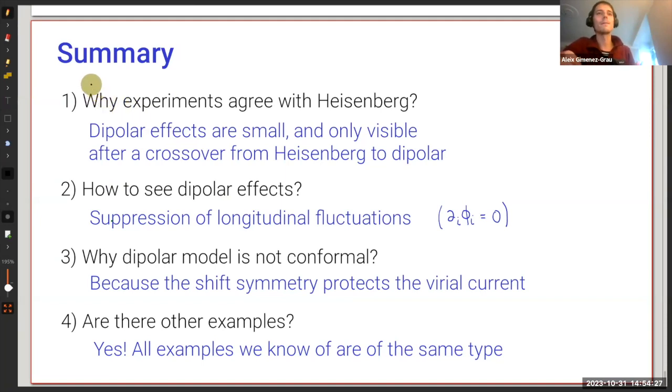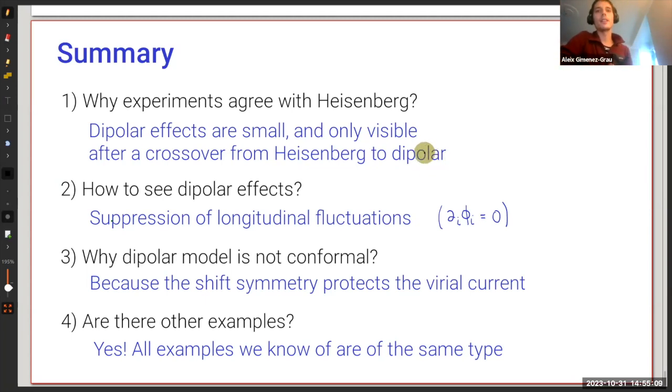I wanted to argue that when you look at real ferromagnets, you actually need to consider dipolar effects. And then this raised some puzzles, no? Why is it that experiments actually agree with Heisenberg? And the answer that I gave is that dipolar effects are sometimes small, and they are only visible after doing some crossover from Heisenberg to dipolar. So many experiments are done in the Heisenberg regime. Many experiments don't have enough resolution to see these dipolar effects. But we are hoping that nowadays experimental resolution is improving and these dipolar effects will be observed.